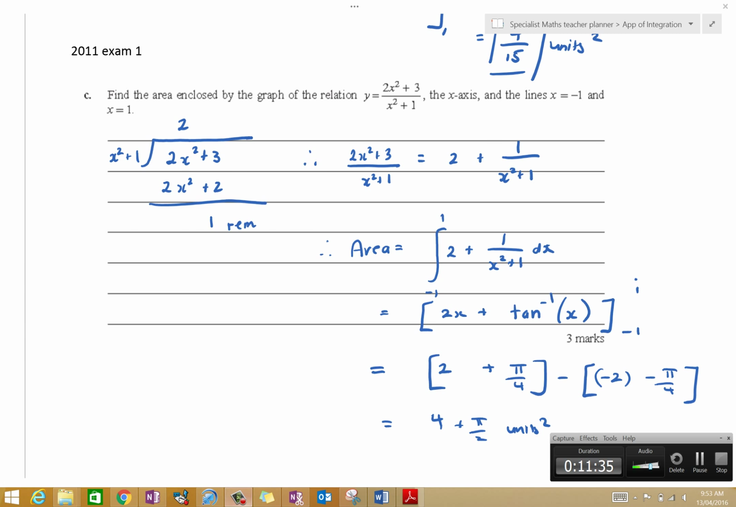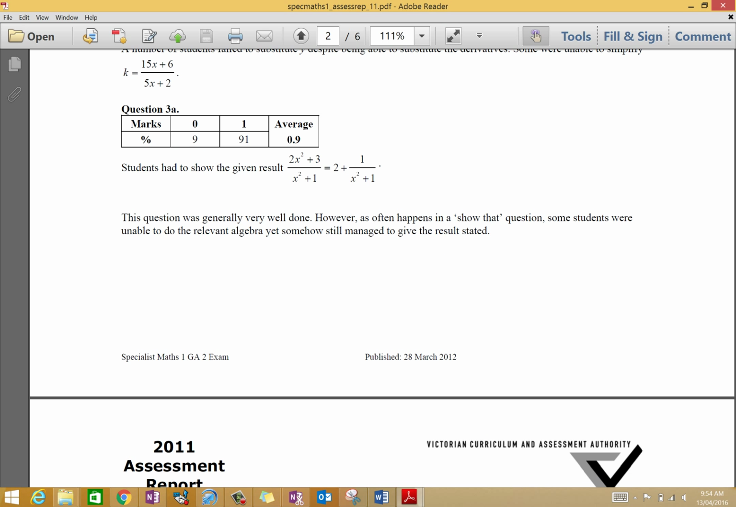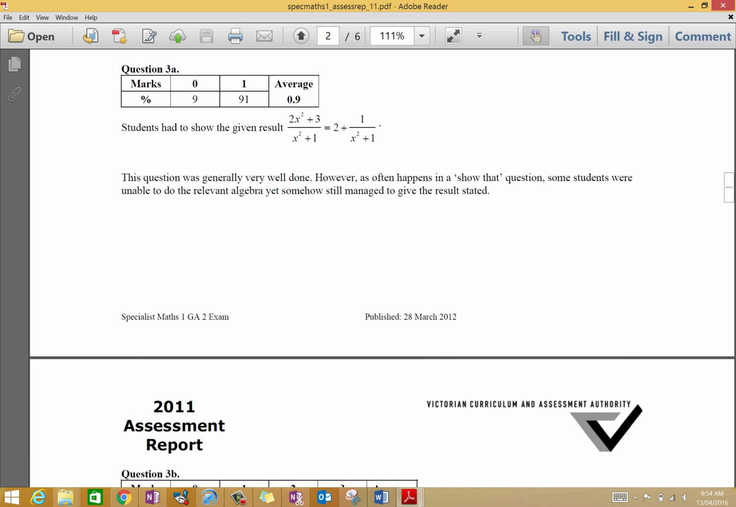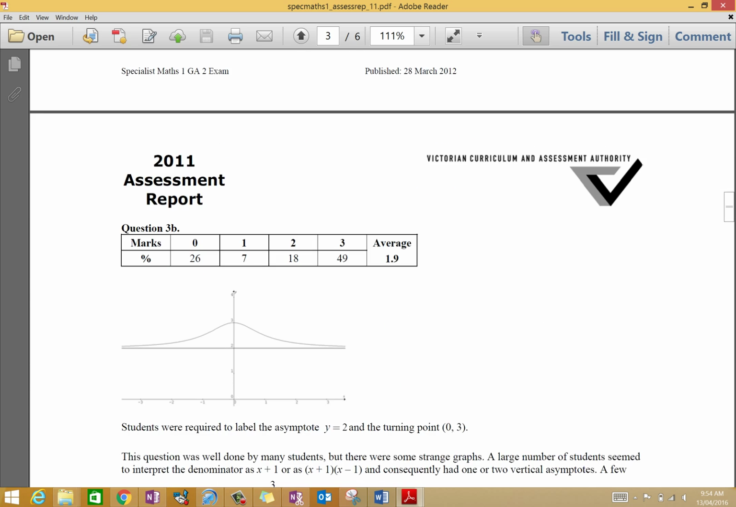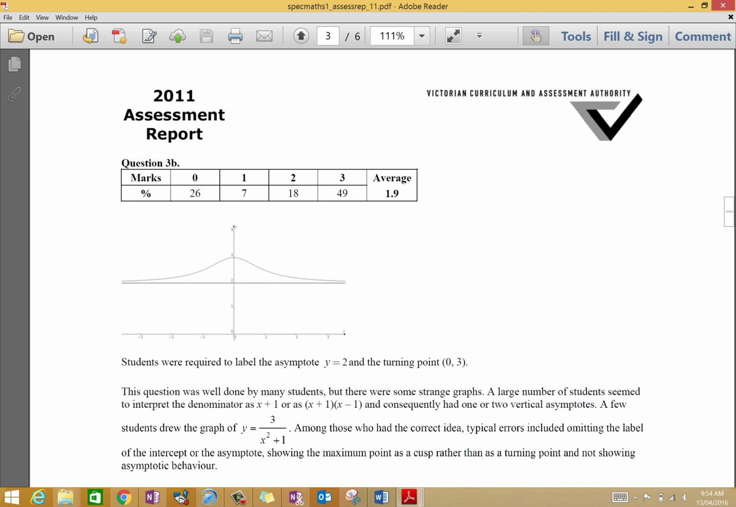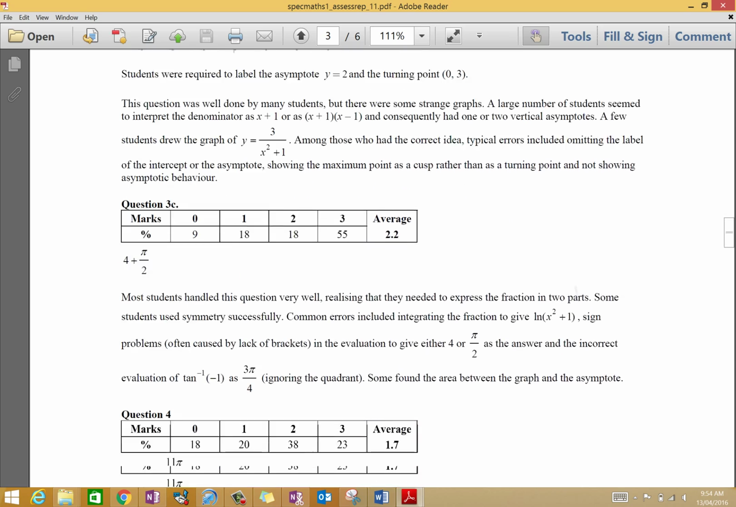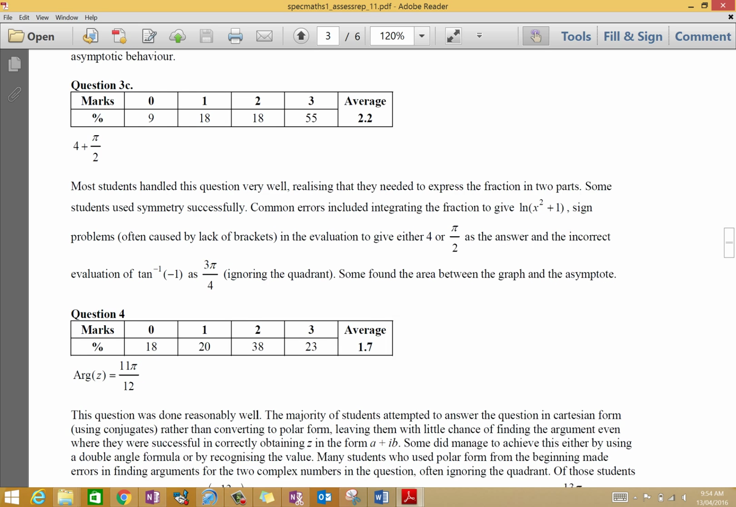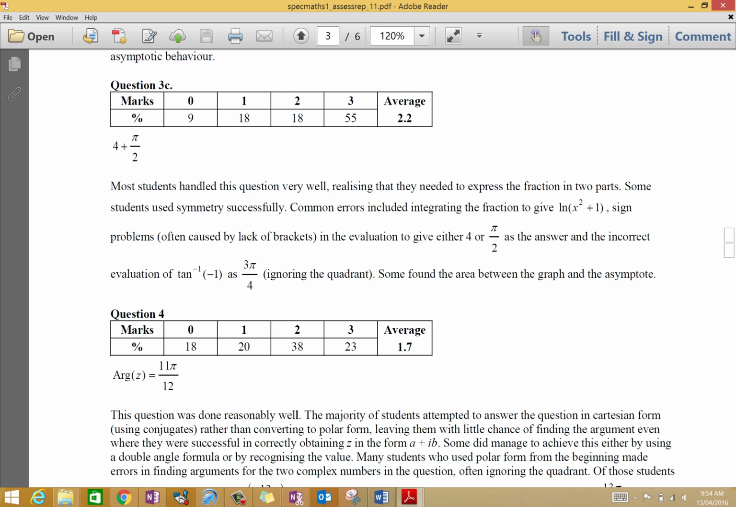Let's have a look and see how students went. So that was question 3 of 2011, of which the first part was that you had to show a given result, so that way you could use that later. Then you had to sketch a graph, so obviously we knew what it would look like. And 4 plus pi on 2, done fairly well, wasn't it? But it really was quite simple calculations compared to the linear substitution we were looking at before. So I would expect more students to get that right.